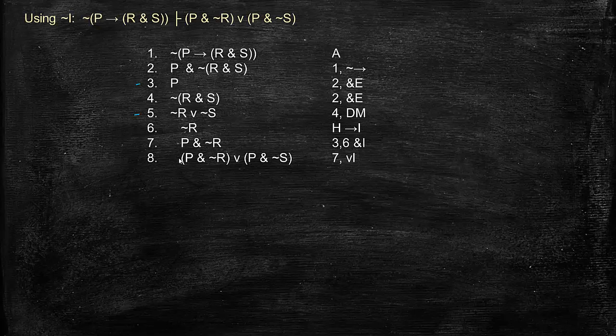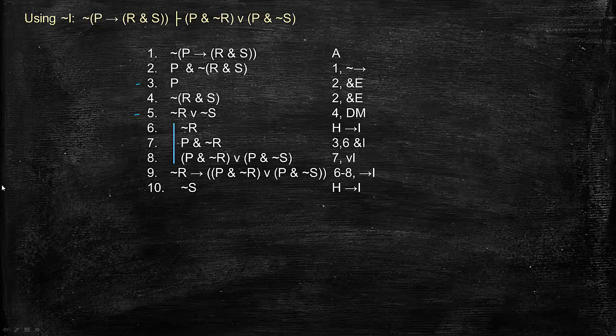So that gives us, if not R, then P and not R or P and not S, by 6 through 8 conditional introduction. And I bet you can see we're just going to do this again with not S. So you know how to do that. Go ahead and give it a try if you haven't gotten this far on your own.